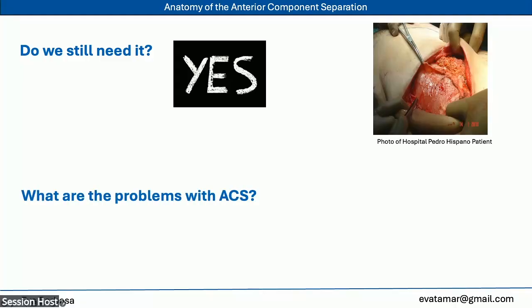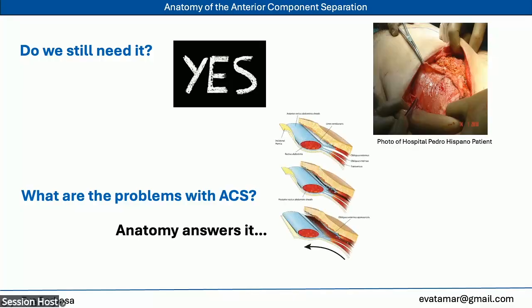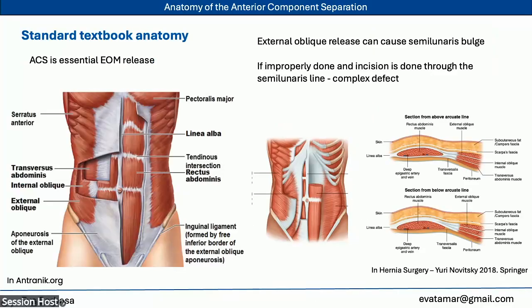But there are problems with anterior component separation, and there are problems making that release. And anatomy answers those problems. What are the problems, and what can we do about them? So Johan just talked about this a lot. The external oblique comes from the 5th to the 12th ribs, inserting into the iliac crest, inguinal ligament, and pubic tubercle. You know all that.